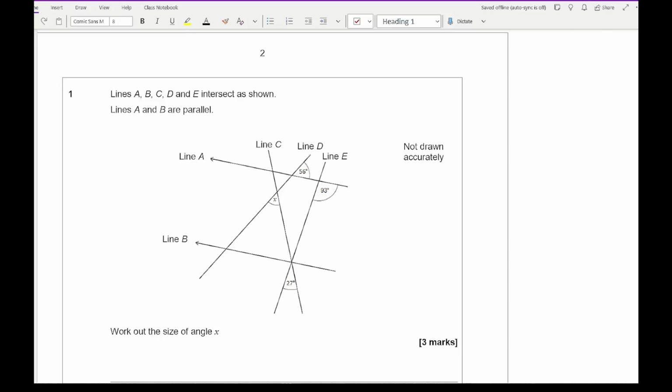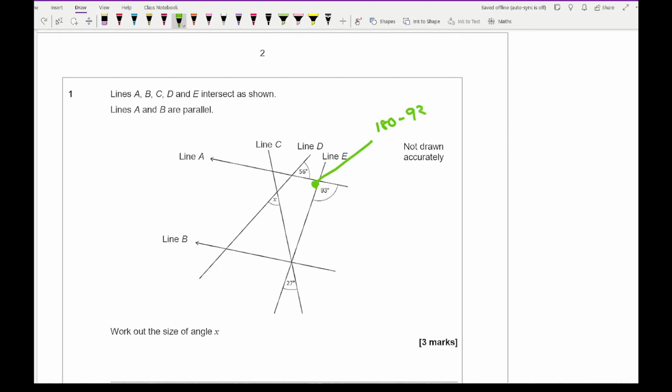So looking at question 1, it says lines A, B, C, D, E intersect as shown. Lines A and B are parallel. Work out the size of angle x. So for this, what we need to do is work out a few angles that we're not asked to find. I can work out what this angle here is, because angles on a straight line add up to 180, so that's going to be 180 minus 93, which gives me an answer of 87 degrees.